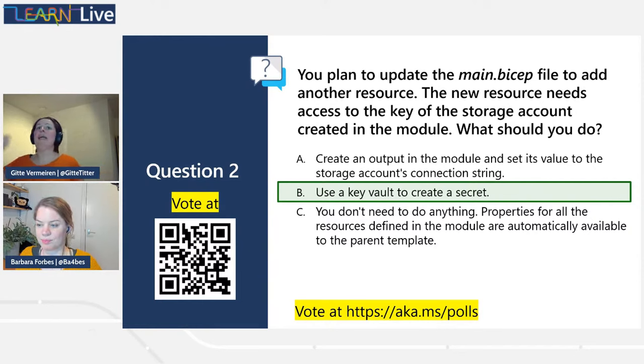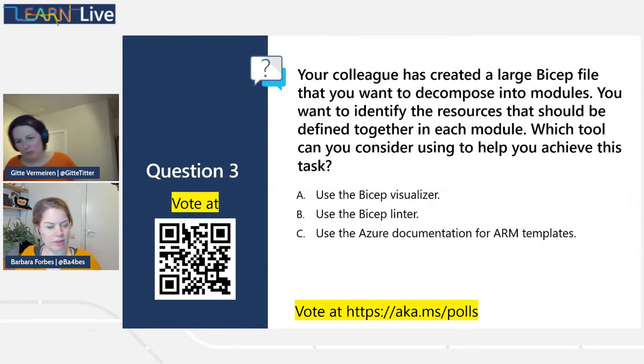The reason why A is not the correct answer is, if you pass that secret value through the output of the module, it will actually be visible inside of your logs for your module deployment, which is not something that you want. Don't want that. Secrets, you want to keep them secret. Exactly.